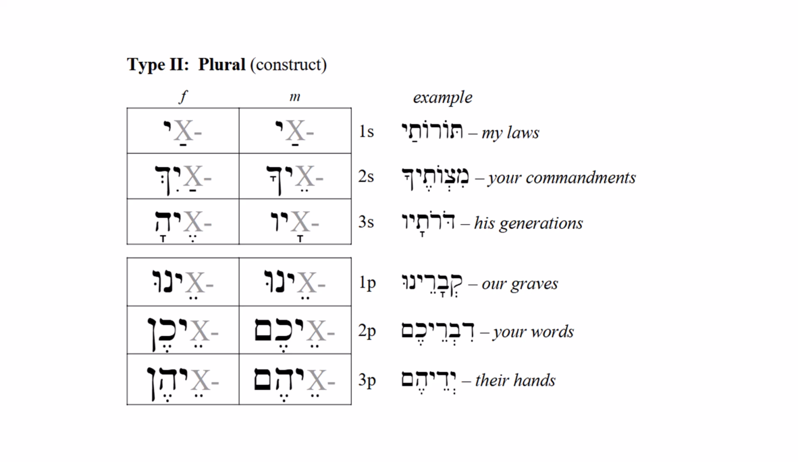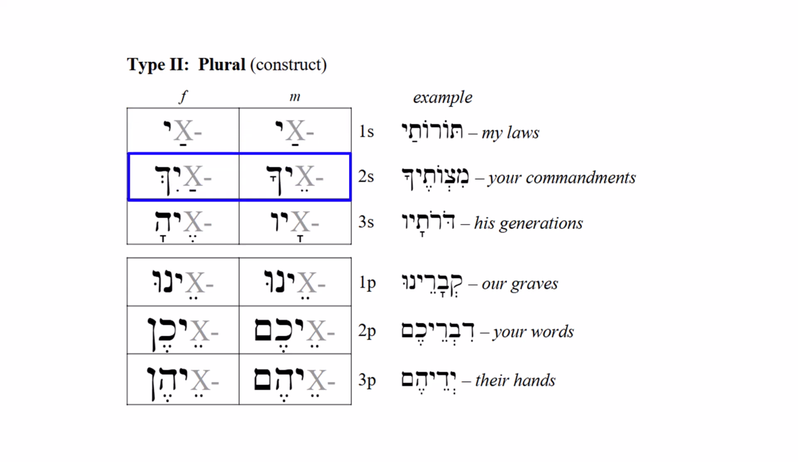The first one is torotai. And torotai, that patach yod, is saying my. That's how you say my. Now notice it's not my law, because these are now type 2 suffixes. These are on plural nouns. Once you see torotai, that yod at the end tells you that the noun you're looking at is plural. So it's not my law, but my laws.